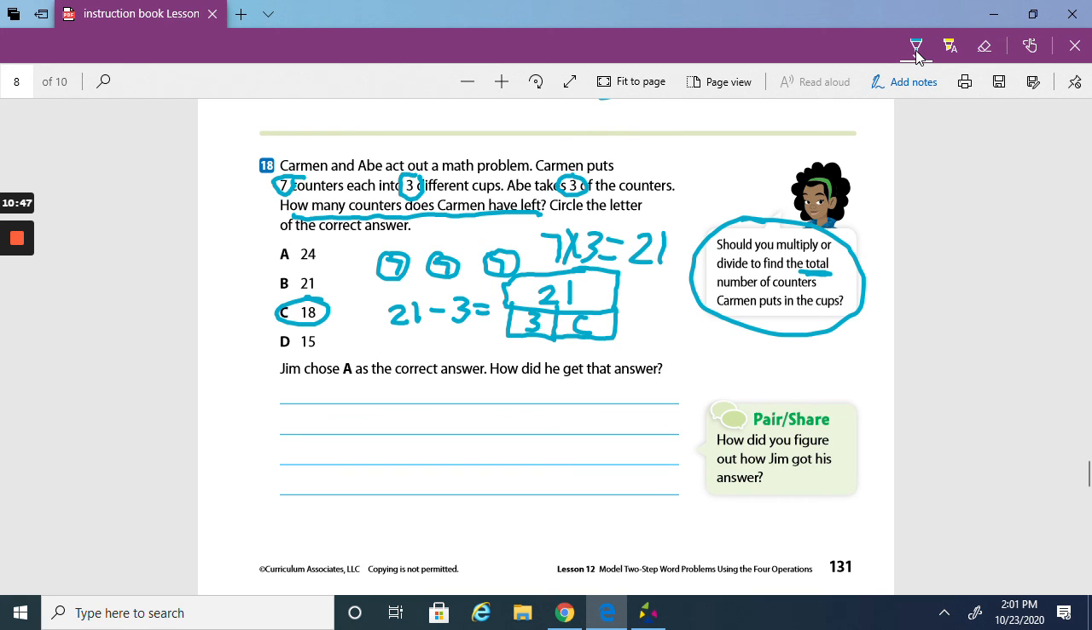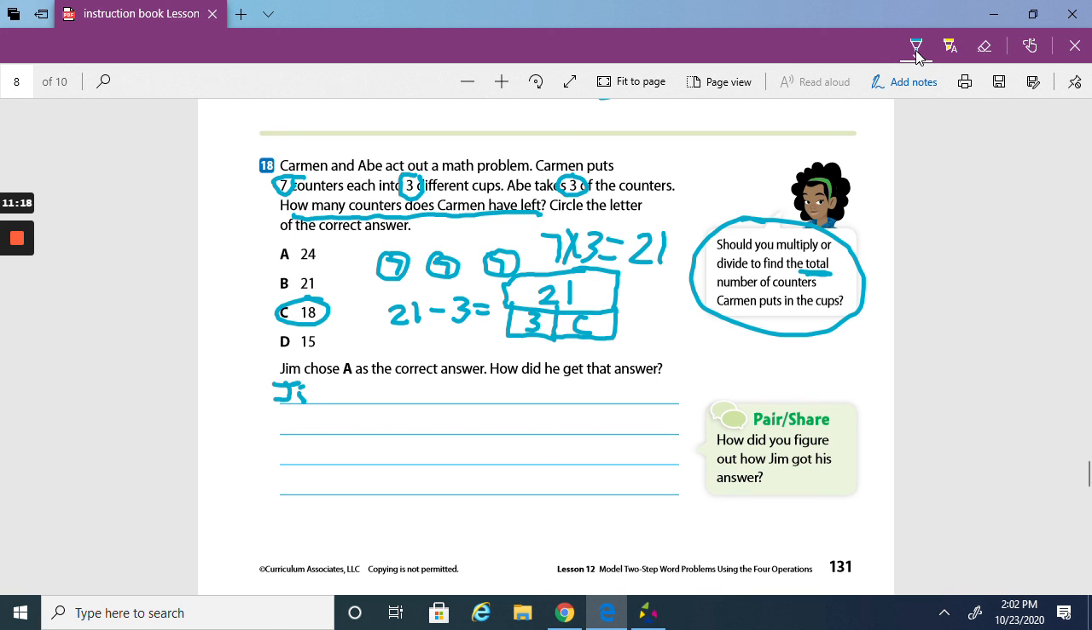Then it says that Jim chose A as the correct answer. How did he get that answer? So let's think about what could Jim have done to get 24 as his answer. Well, it looks like he may have started out okay because we know that he probably got 21, but instead of subtracting to get 18, it looks like Jim added. So how did he get that answer?